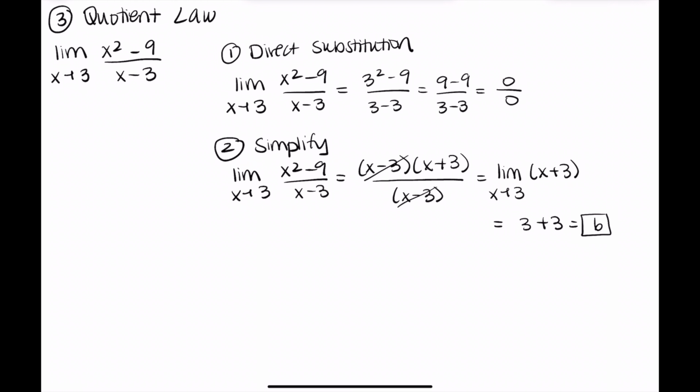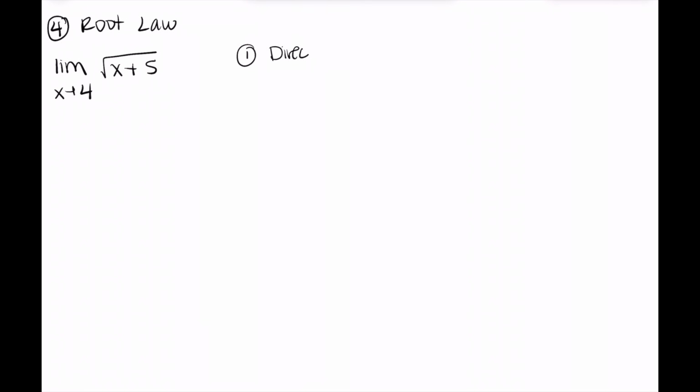Now we can get into our last practice question for today. For number 4, we're going to be doing the root law. I know this wasn't in the list of laws, but how would we approach if there is a limit of a square root? We'll go ahead and do that in this last example. We have the limit as x approaches 4 of the square root of x plus 5. Again, for this one, we're just going to try to directly substitute. Let's see how that goes.